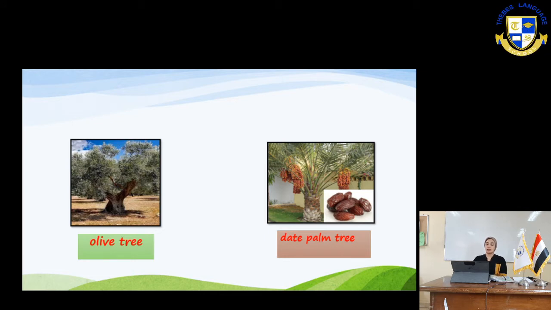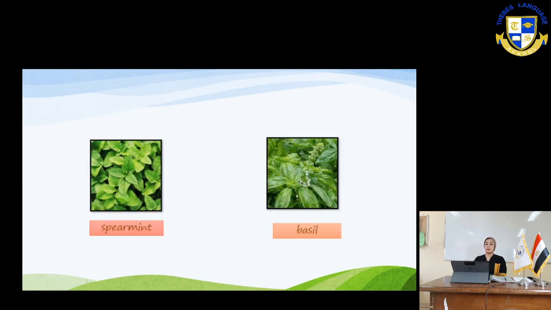In the next slide, spearmint. This is a herb, and people can use it in cooking or medicine, or some people put spearmint in tea. And the next plant here is basil. It is also a herb and is used for medicine. Let's move to the next slide.